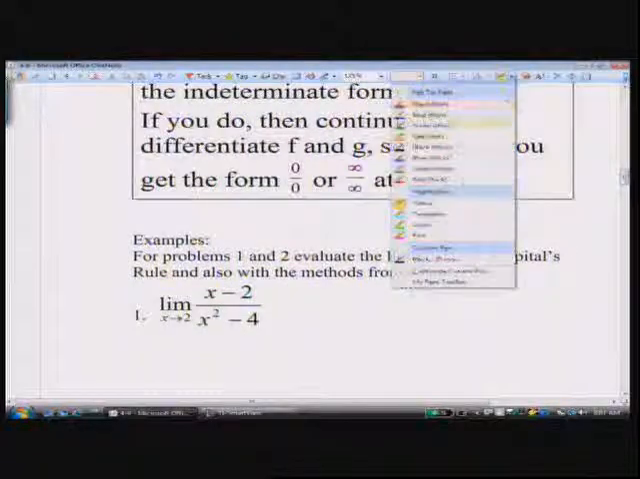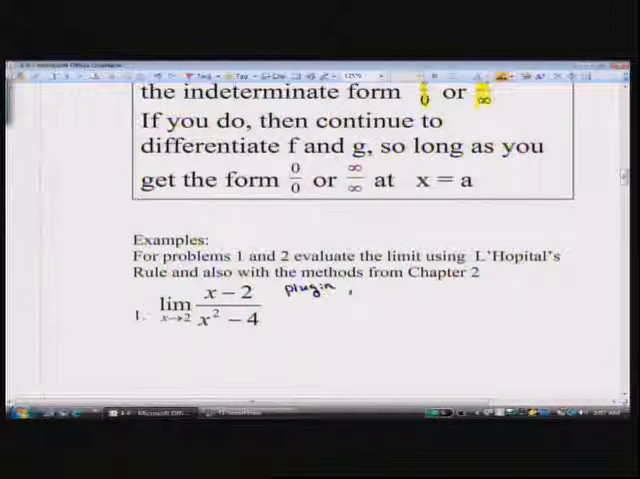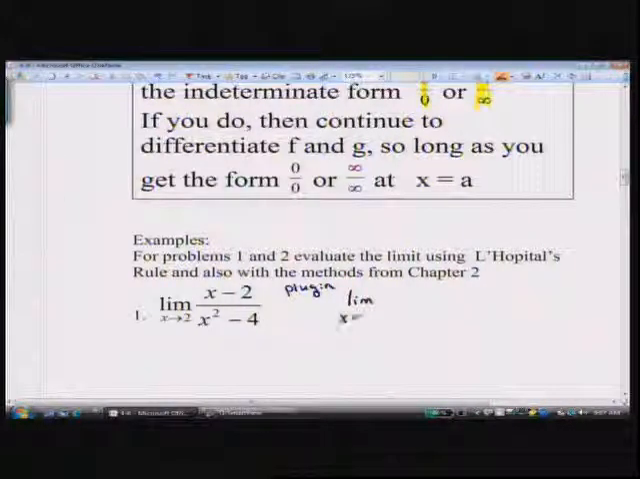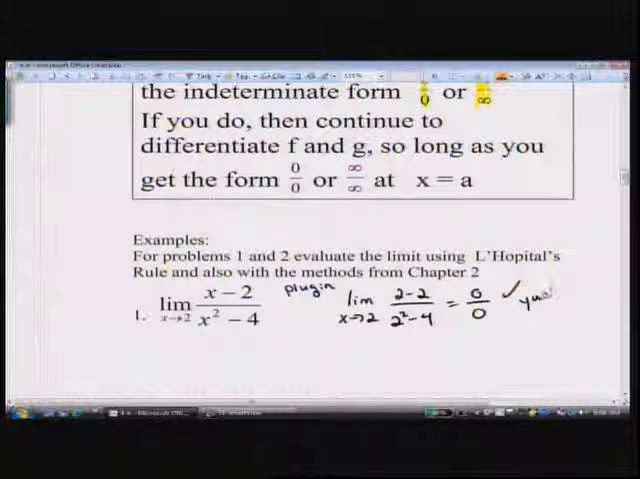Okay. So on problems 1 and 2, we're going to evaluate both ways. We're going to use L'Hopital's rule, and then we're also going to look at the methods from Chapter 2. Okay? So the first thing you want to do is plug in to verify that you get the yucky. All right, so when we plug in, we get the limit as x approaches 2. This is 2 minus 2 over 2 squared minus 4. Yes, 0 over 0. So that's yucky, which is good.